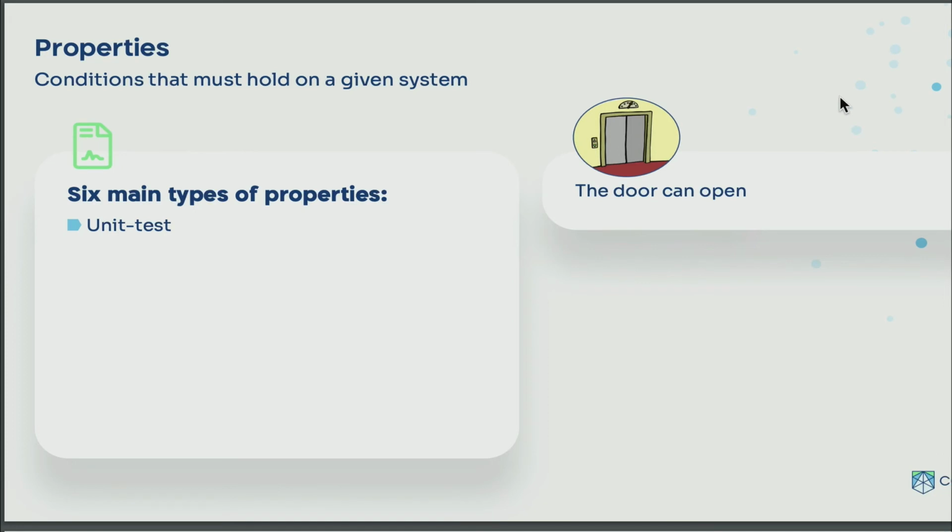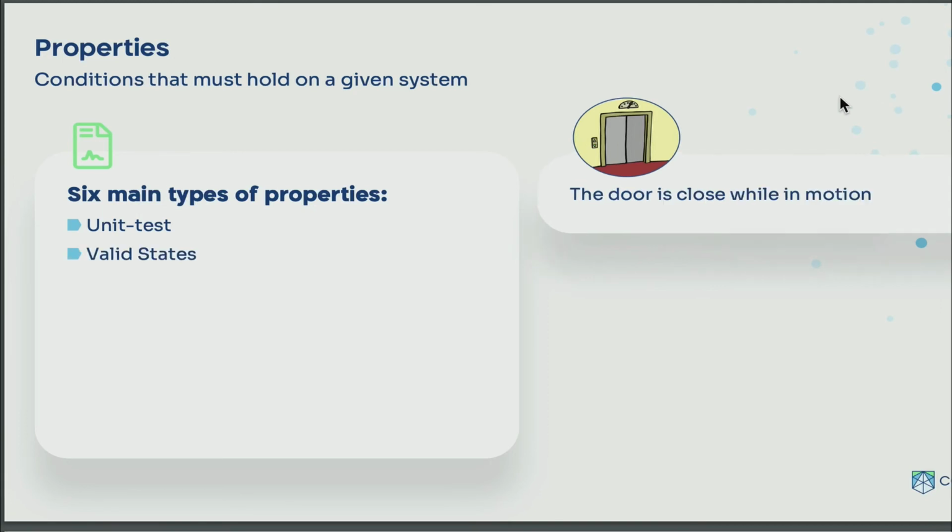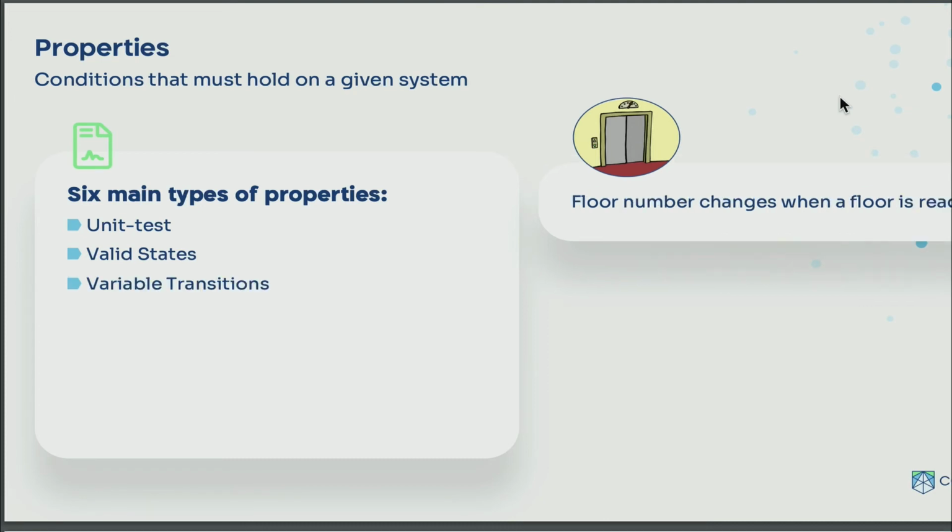So a unit test is a very basic test. It's what we all know from basic programming. It's just checking the functionality of one thing. So if we have an elevator, it will check that the door can open. Another category I call valid state. What would be a valid state? Things that have to always hold. So the door should always be closed while in motion.